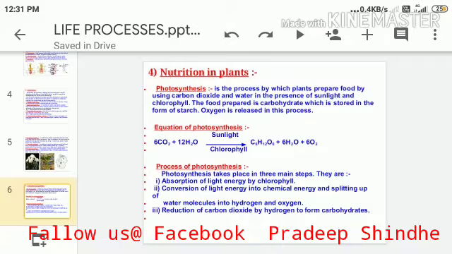Which chemical reaction will take place in this one? That is the second step. As soon as sunlight is trapped by the chlorophyll, they enter into the second step of photosynthesis, that is splitting of water molecules into hydrogen and oxygen. So H2O will split into hydrogen and oxygen.